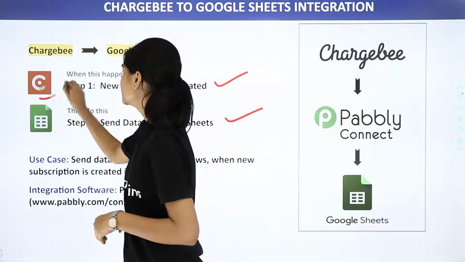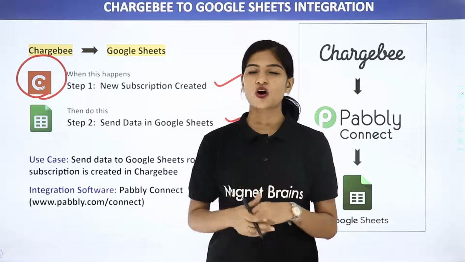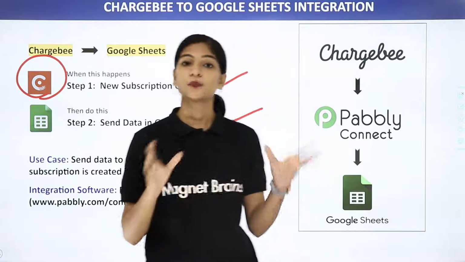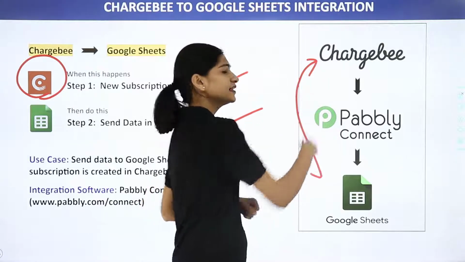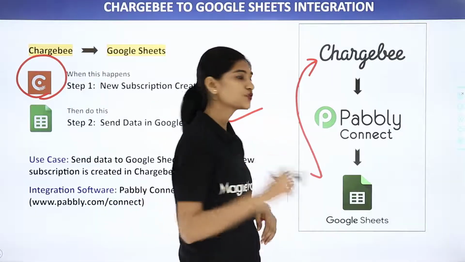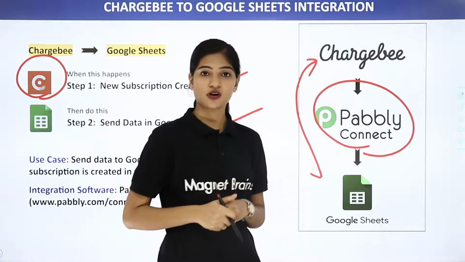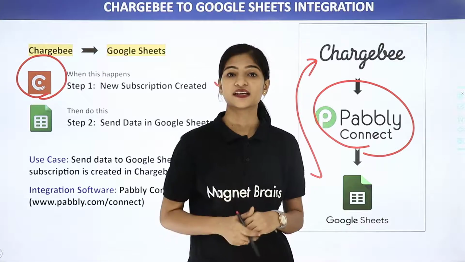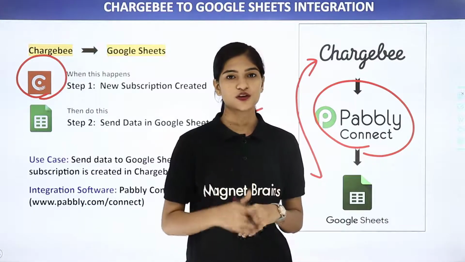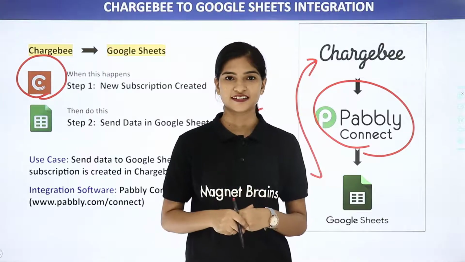So ChargeBee is a subscription management system, whereas Google Sheet is your favorite online spreadsheet program. The problem here is that ChargeBee and Google Sheets don't have any integration between them, and that is why we are going to use Pabbly Connect, a third-party application software to send data from ChargeBee to Google Sheets. The best part here is you don't require any knowledge of coding. So let me show you this with an example on my screen.